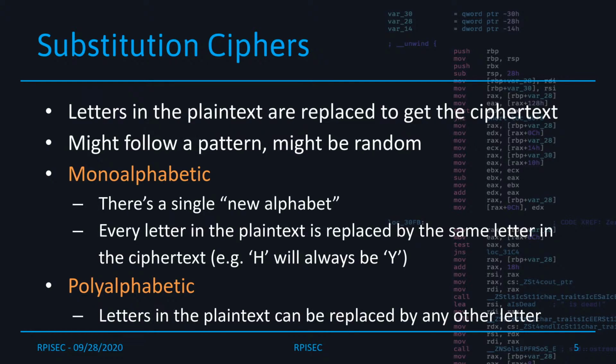Polyalphabetic ciphers, on the other hand, are a bit different in that besides just taking into account what the letter is when transforming it, they take into account the position of the letter in the string, or some other factor that will not always change the same letter in the plaintext to the same letter in the ciphertext. So if you encrypt a string with a bunch of H's in it with a polyalphabetic cipher, then the ciphertext will not have Y's in those same positions for every occurrence of the letter H in the plaintext.